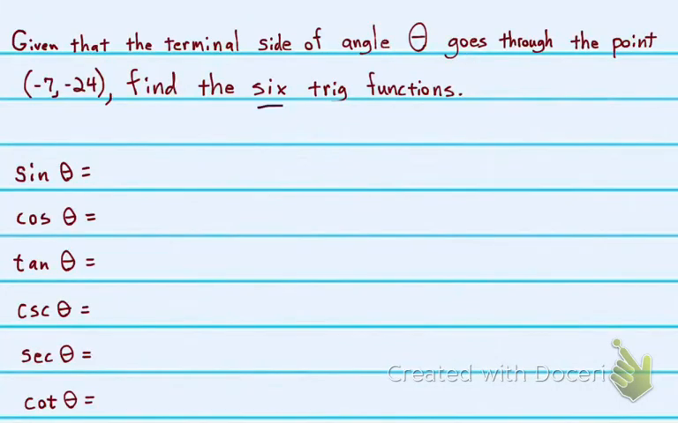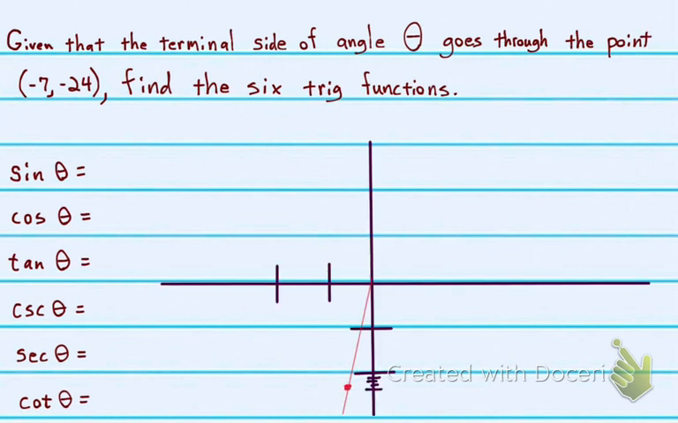All right, we're going to find the 6 trig functions given that the terminal side of angle theta goes through this point right here. Okay, so let's see what that looks like. Right here, -7, -24. We know that that is in quadrant 3. And the line down here, theta, if it's in standard position, would have been all the way around here. But we don't really need to know that to solve this.